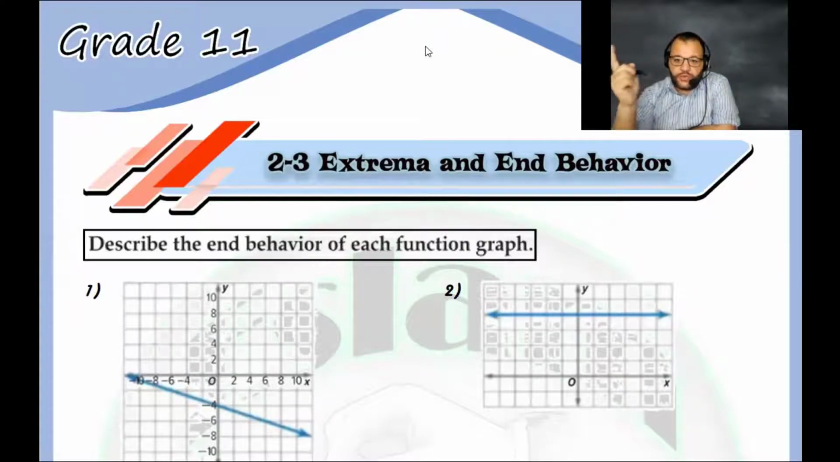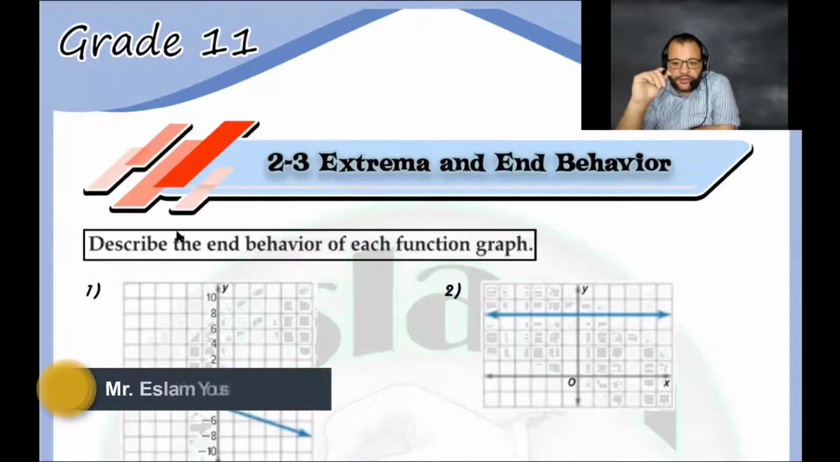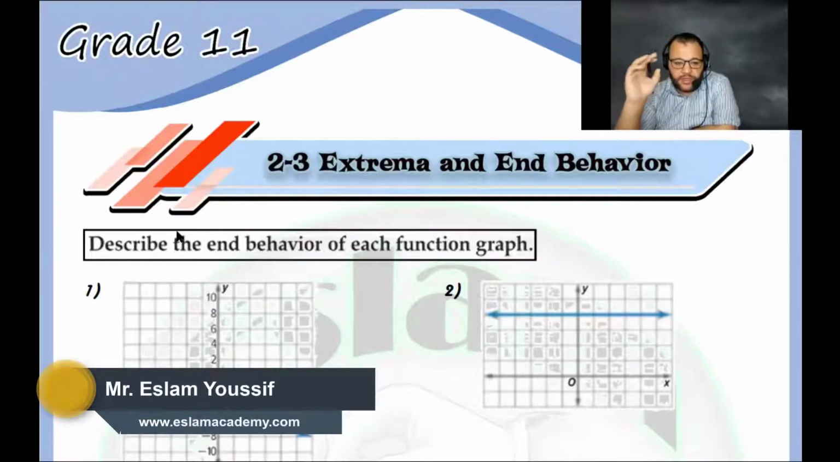The function has two sides, one from the right and one from the left. The end behavior is where the graph of the function at the left side is going, and where the right part of the graph is going. If you look at number one, we have two different types of graphs. The first one is linear, and the second is non-linear, whatever the graph looks like, but it's not linear.